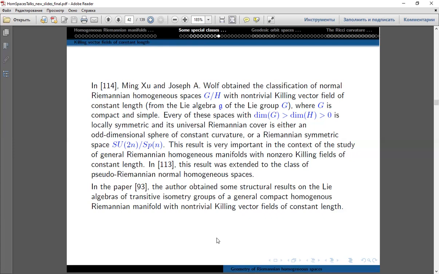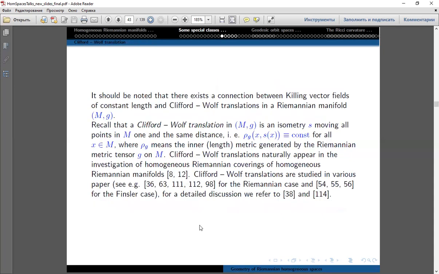There are some structure results on the Lie algebra of the transitive isometry group on a general compact homogeneous manifold with a non-trivial Killing vector field of constant length. There are some restrictions on the structure of such a Lie algebra, but we will discuss only some of them.